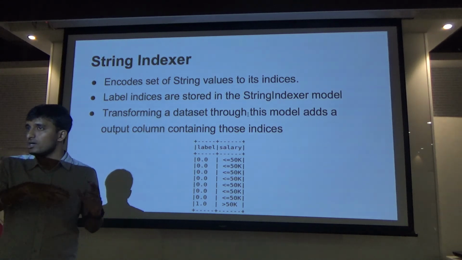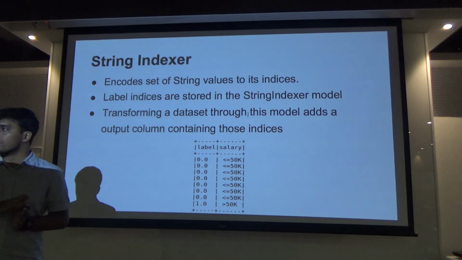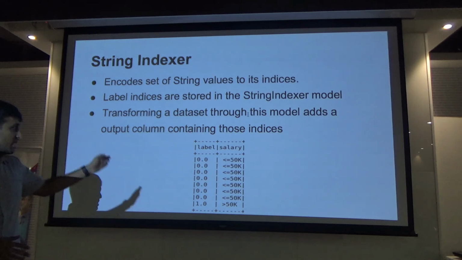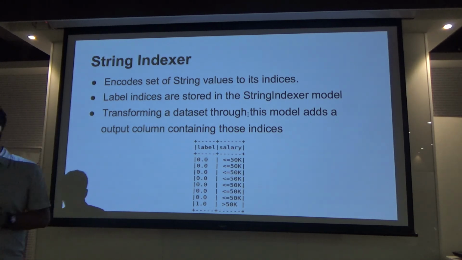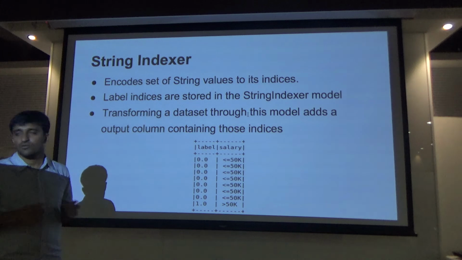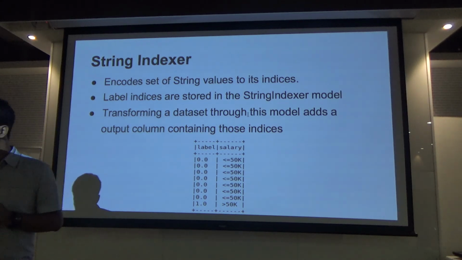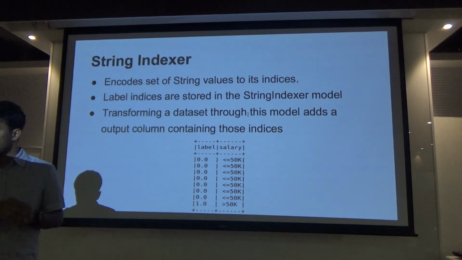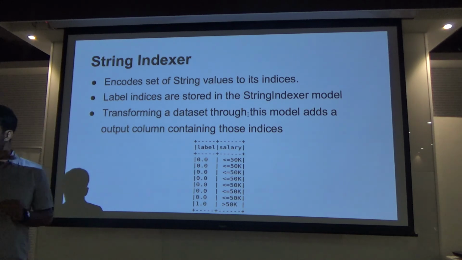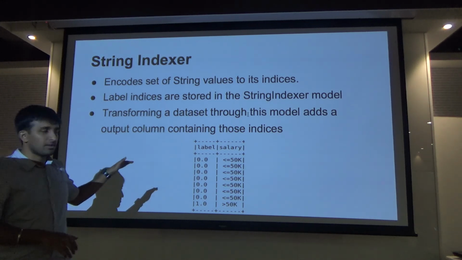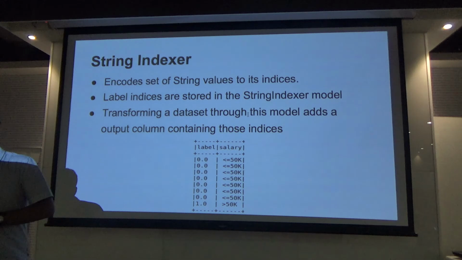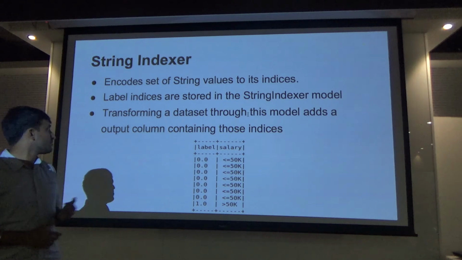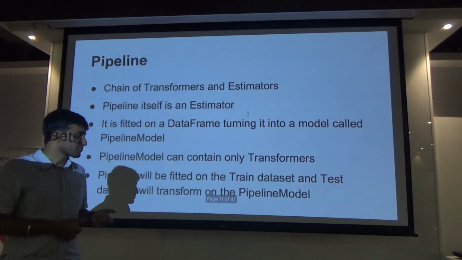So it stores it in the model, and when you do a transformation on the model, that is when it adds a column, because getting a list of unique values is not a row level operation. So you will have to do it in the fit step, and in the transform step, adding a new column is a row level step. So it will be done in the transform stage. So that is one example of an estimator.